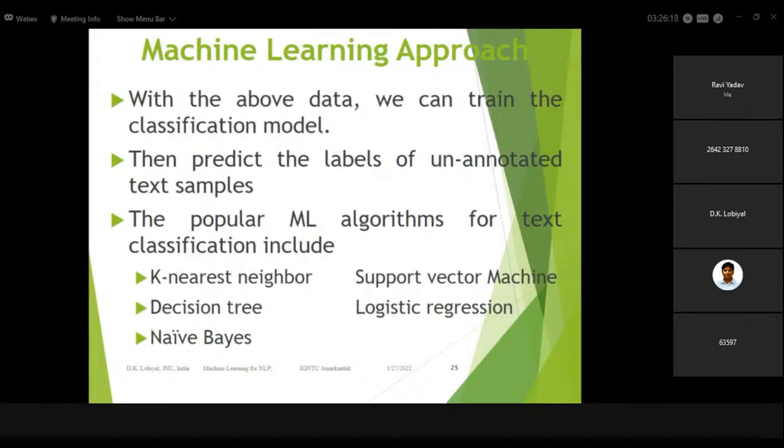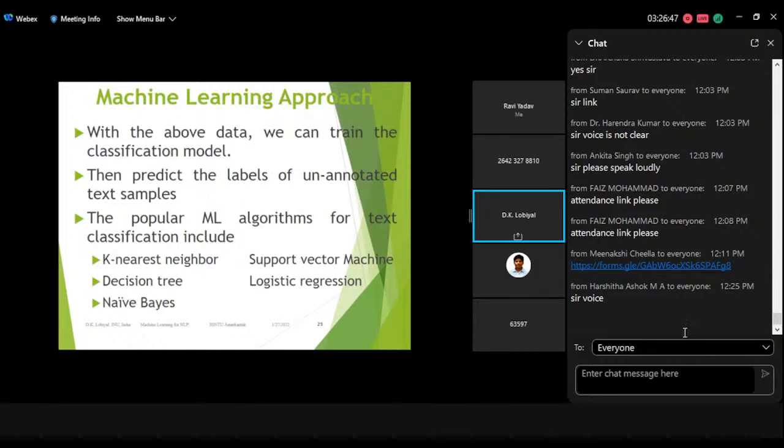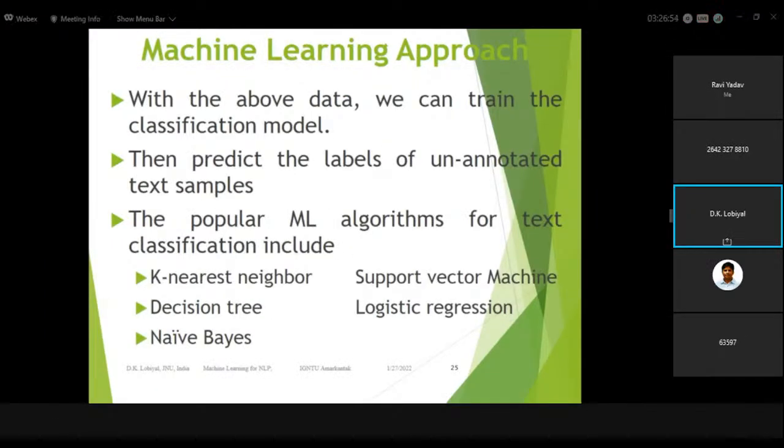So what do you do? Then you have unannotated documents, where the labels are not given. Then you predict the labels. That's what classification is. And the most common or popular algorithms which are applied for classification are K-nearest-neighbor, decision tree, naive Bayes, SVM, logistic regression. These 5 are the most common machine learning algorithms used for text classification. That's why I said this lecture will be more informative than really going deep into any technique. So this is what people have been using in text classification using machine learning.